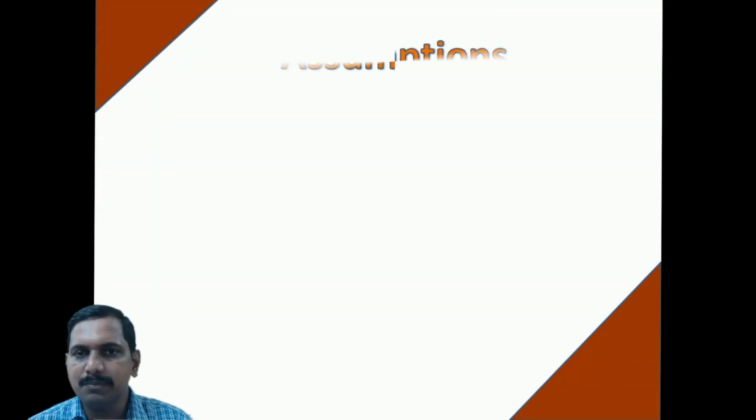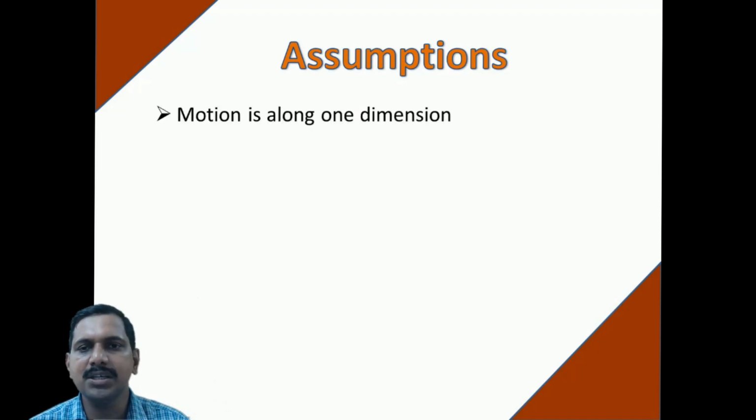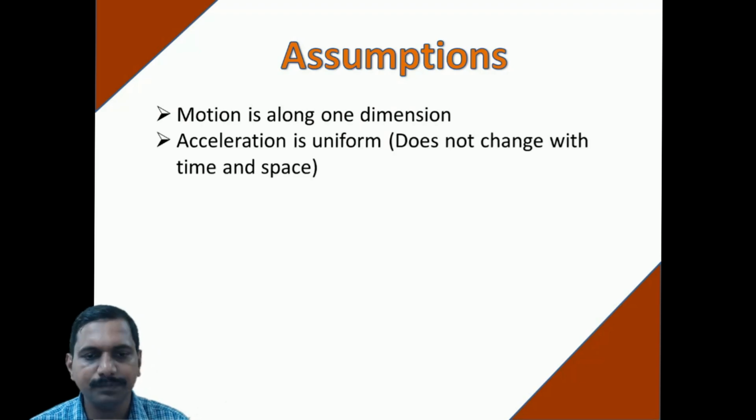Now, what are the assumptions here in one dimension? The first assumption is obviously that the motion is in one dimension alone, and then acceleration is uniform. Now, what does uniform generally mean? Uniform means it does not change with space. But here we will consider that acceleration will not change with space as well as with respect to time.